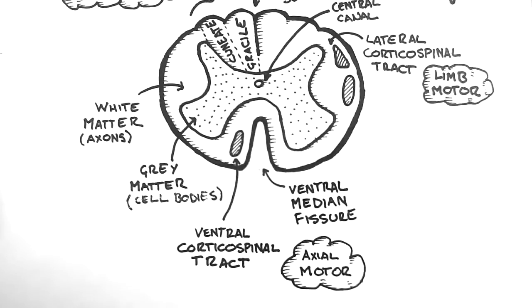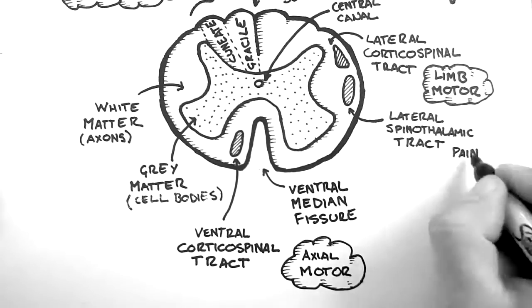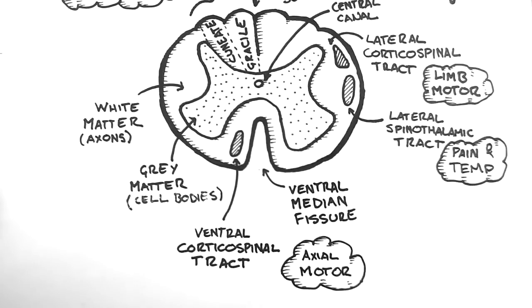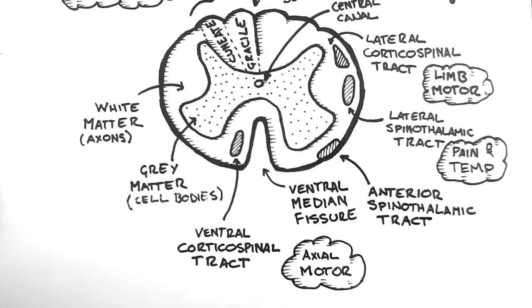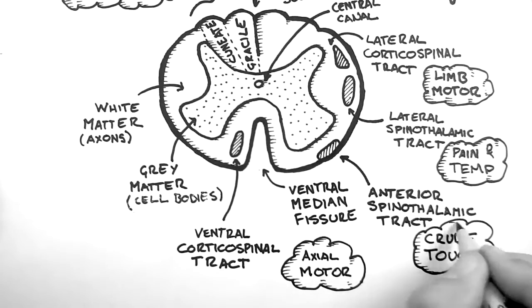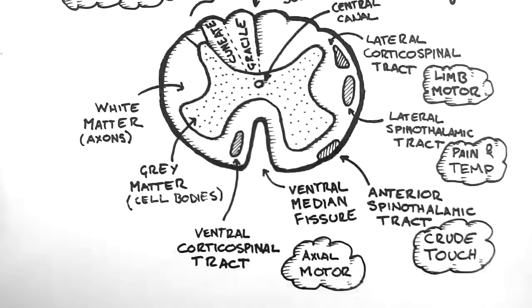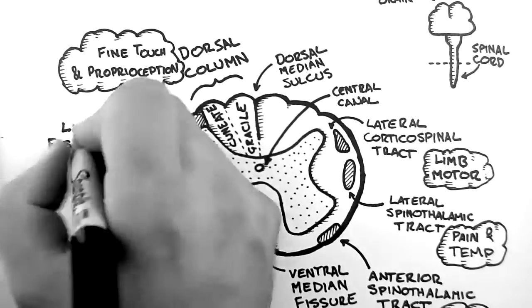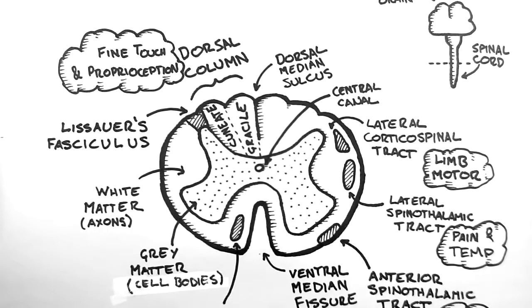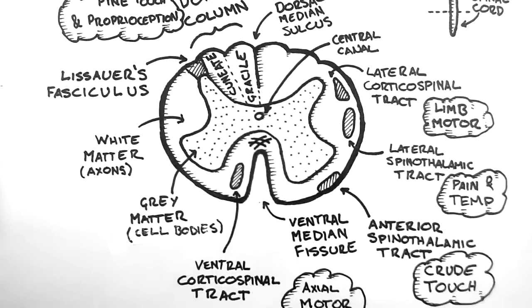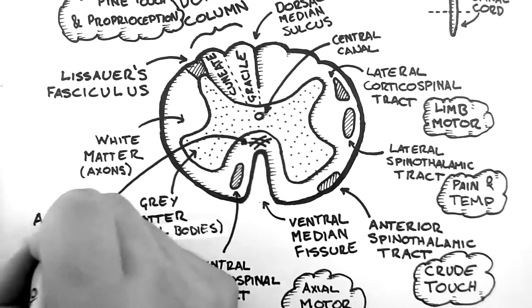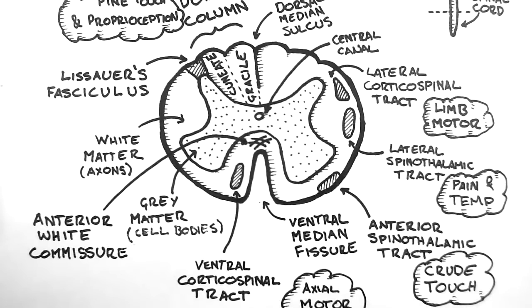Back at the side, we have the lateral spinothalamic tract, which conveys pain and temperature sensation. And at the front, we have the anterior spinothalamic tract, which carries the crude touch sense from the body to the brain. Up here we have Lissauer's fasciculus, and we'll see what that does in the spinothalamic tract tutorial. And finally here, we have a decussation of tracts, known as the anterior white commissure. A decussation is where axons cross from the left side of the body to the right, or vice versa.